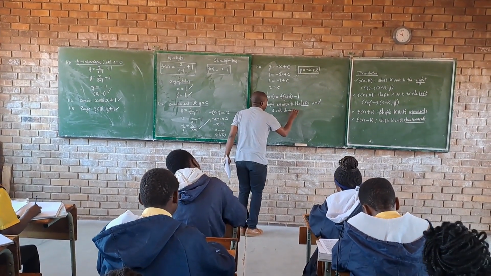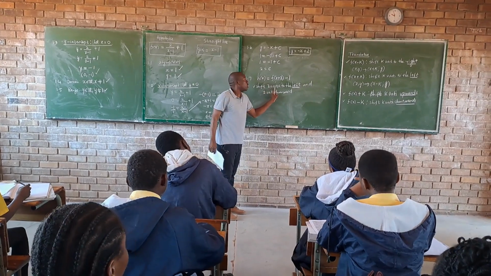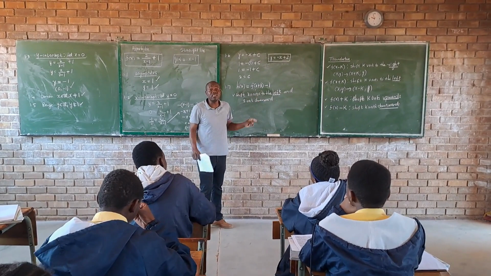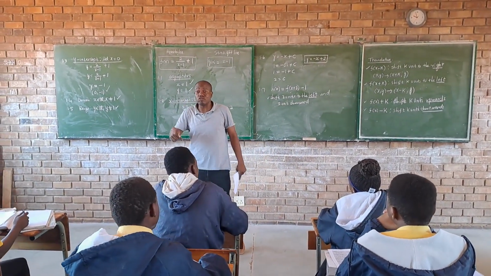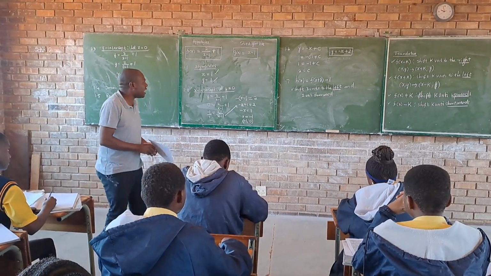Okay? Yes. So it means the graph will shift what? 3 units to the left because of the plus inside the brackets, right? Yes. And 1 unit downwards because it's outside the brackets. Are you okay, guys? Yes. Guys, are you following here?